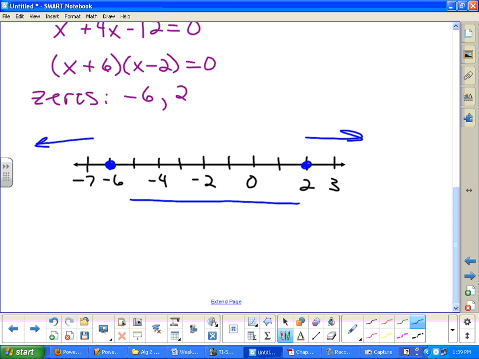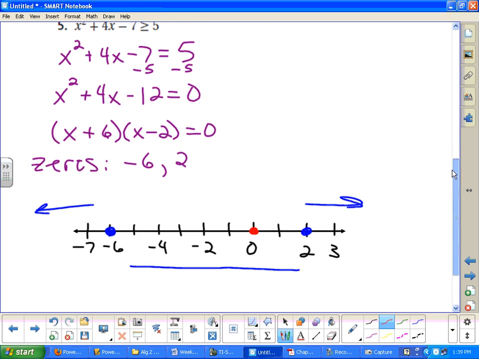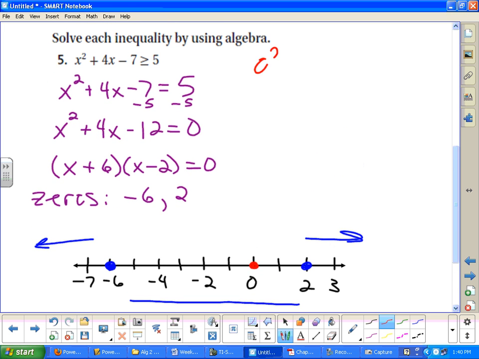How do I know which one it is? Mr. Hart, what do I do? Okay, plug what in? Well, not the zeros, because they're just going to give me a true statement. We want to do either something on the outside of them or something between them. Well, what's our favorite number? 0. So we're going to check 0 and see if it works. Does this work? If it's true, then I'll be between them. If it's false, I'll be on the outside of them. So we put 0 in here. We go back to the original.